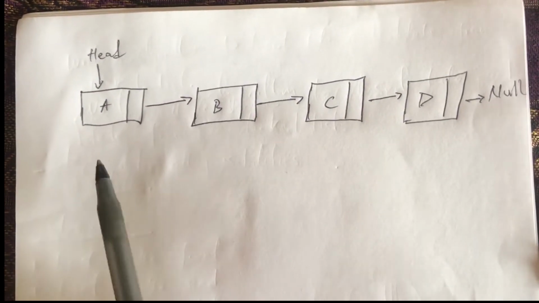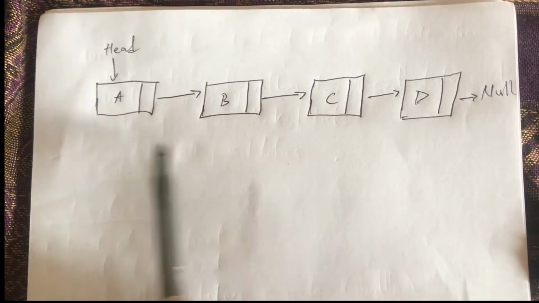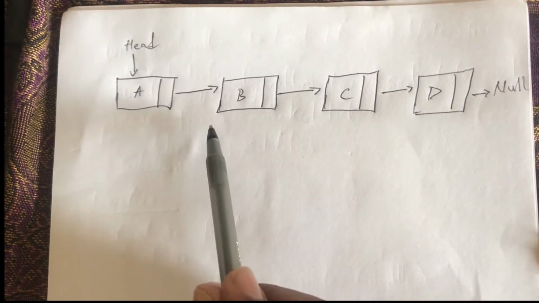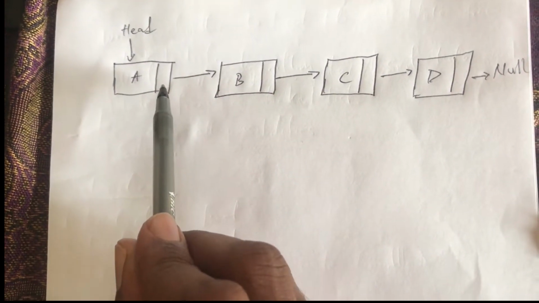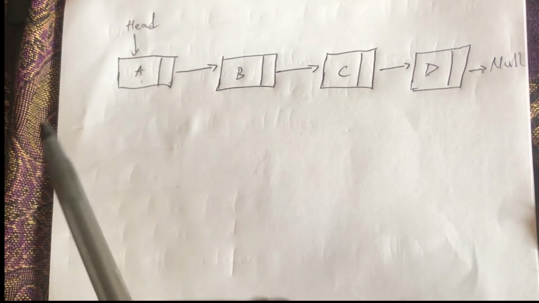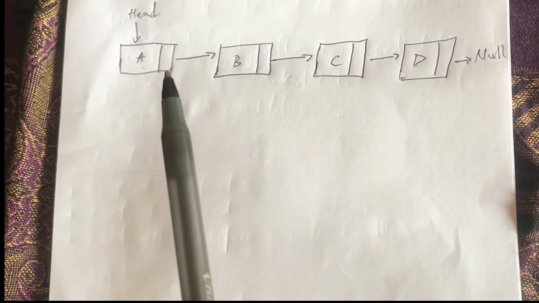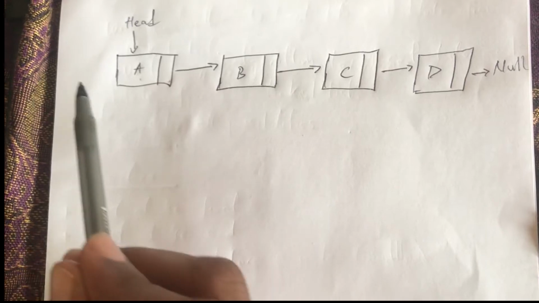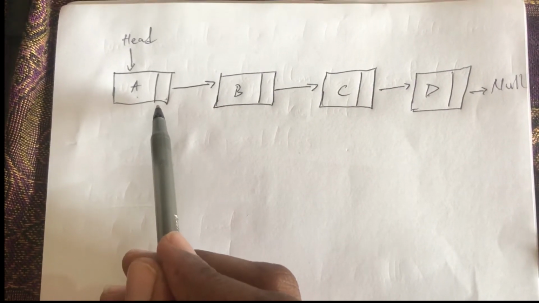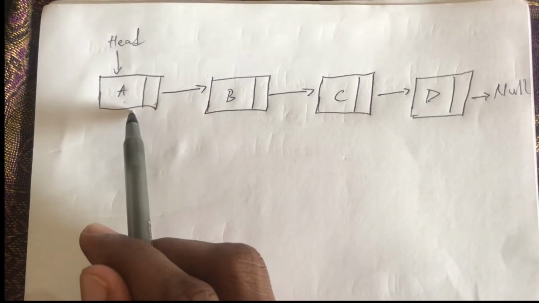Now, given this problem, you have 4 different nodes in a linked list. This is a singly linked list where you have the pointer and the data. Unlike the doubly linked list, where you need a pointer to the next node and a pointer to the previous node, with the singly linked list you have just the pointer to the next node. So the A here is the head.